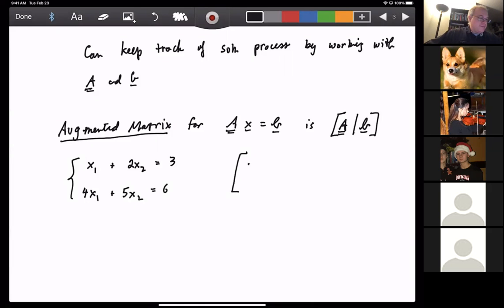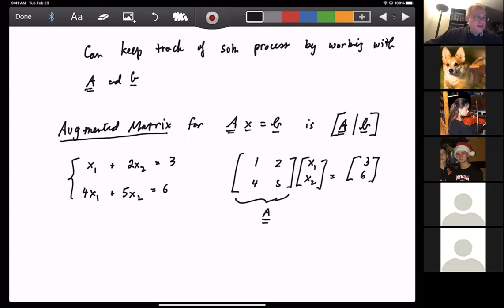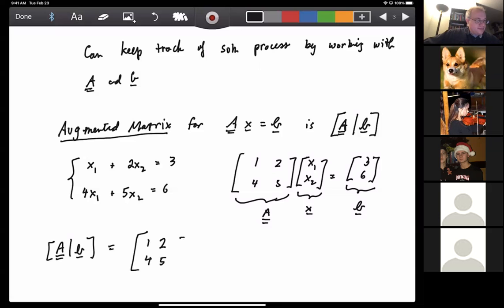If we write this out in matrix form, we would get this problem. So this is our coefficient matrix A. This is our B. And this is our vector X. So the augmented matrix for the system is this matrix. And typically we'll put a line down here to separate the coefficient matrix from the right-hand side. Some authors don't bother with that, but either way, this is called the augmented matrix.